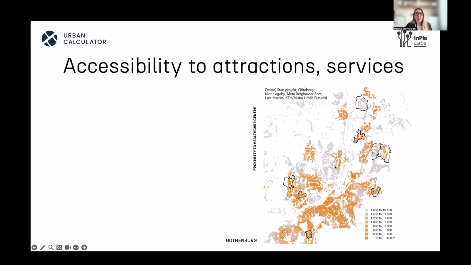We see, for instance, again, the example of Gothenburg in Sweden, where we measured the proximity to healthcare centers. And then you see in dark orange residential addresses that have a healthcare center.